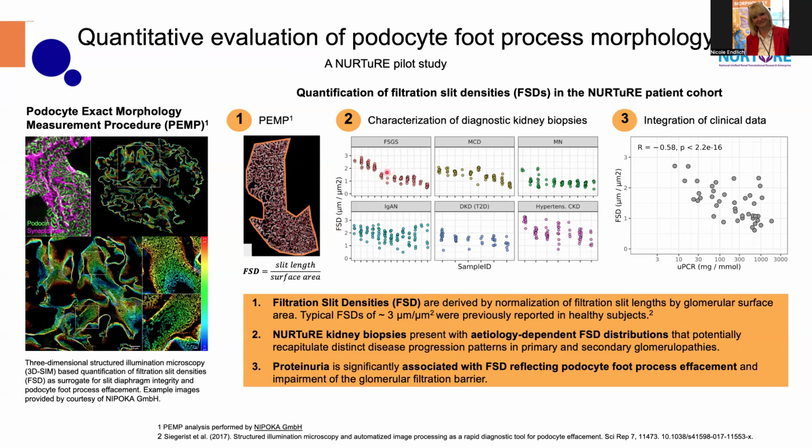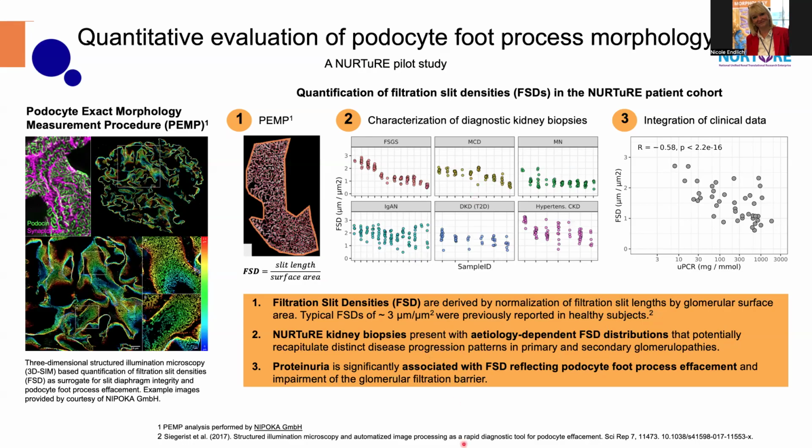So, for example, this is FSGS. You see that mostly the FSD is very similar. This is one patient, this is one patient, and so on. This is typical for membranous, sorry, this is membranous, not minimal change disease. And you see the difference if you're looking at IgAN or hypertensive chronic kidney disease. So meaning we can identify, and we have also measured it from primary and secondary FSGS. We find the difference between primary and secondary FSGS only by measuring the FSD.